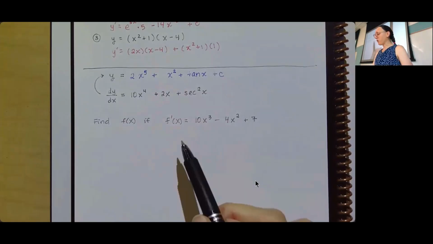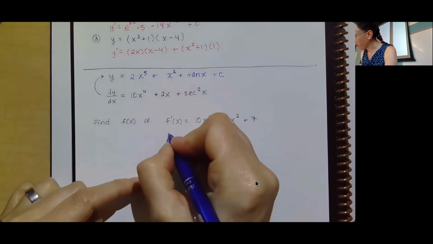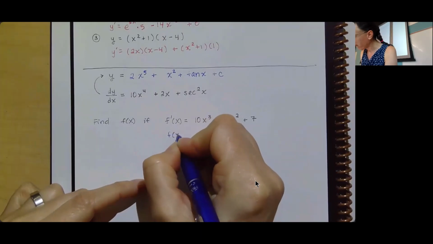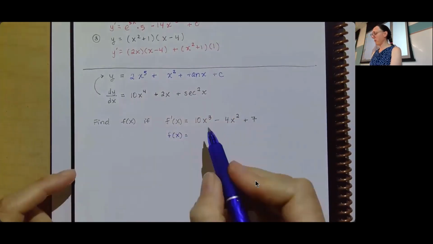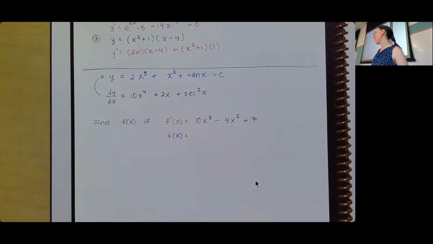So we're starting with the derivative. We're being asked for the function. And we're really just doing this process in reverse. So we'll do this one together and then I will give you all one to do on your own. So I'm just reversing the process. I've got a number times x raised to a power.